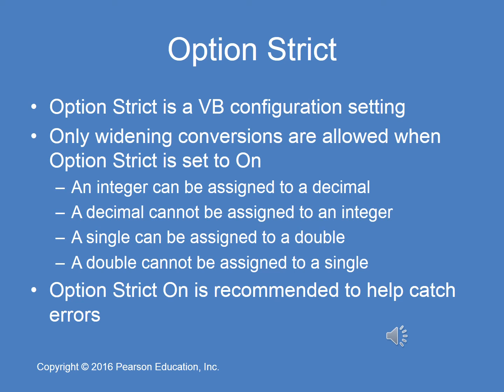Only widening conversions are allowed when Option Strict is set on, which means you can assign an integer to a double variable, but not vice versa. Okay? A single can be assigned to a double, but a double cannot be assigned to a single, and a decimal cannot be assigned to an integer, etc. Option Strict On is recommended to help catch errors. If you turn it off, you can get into the situation I just mentioned, where, remember, no rounding takes place in a narrowing conversion.